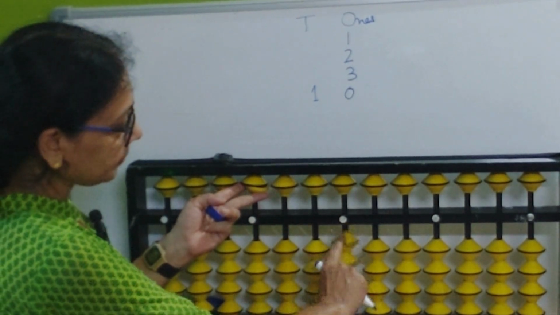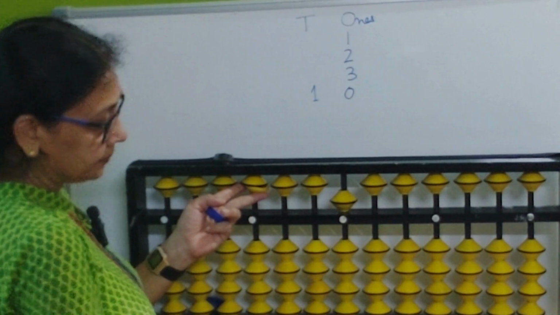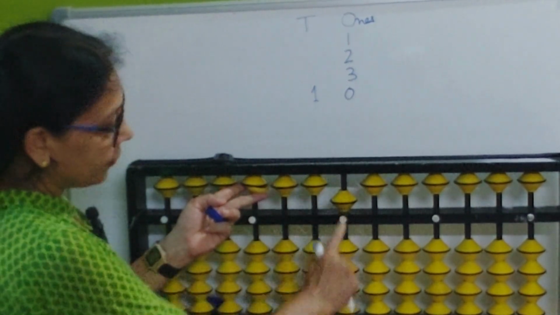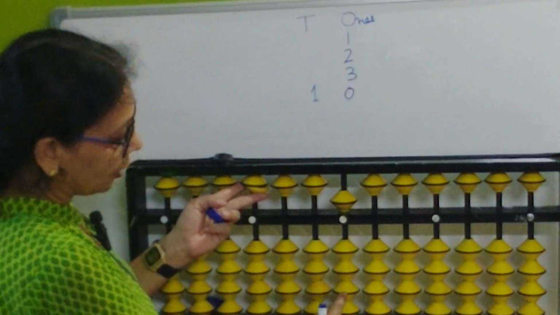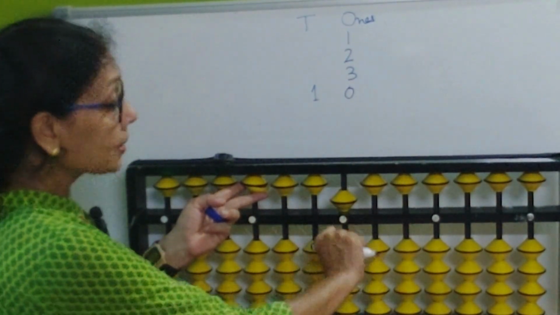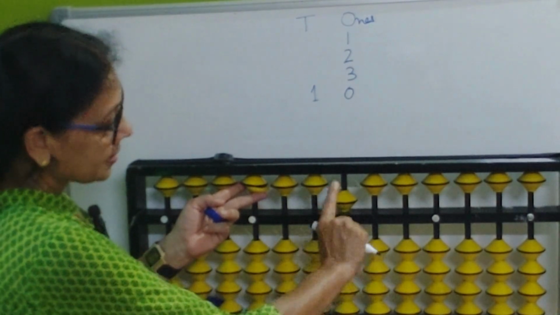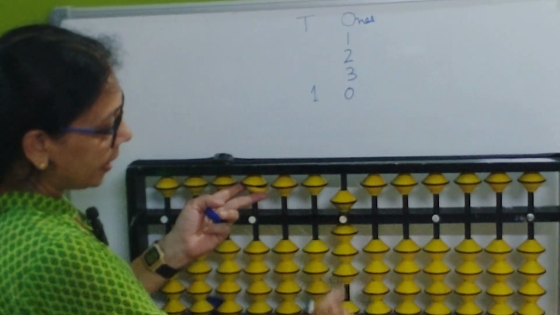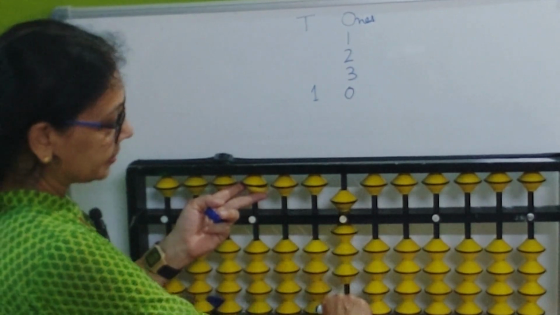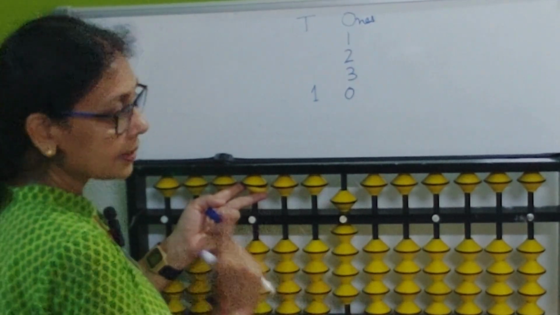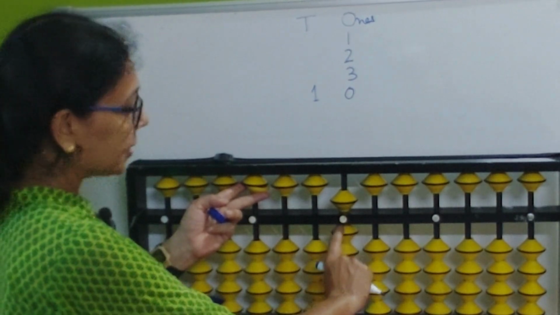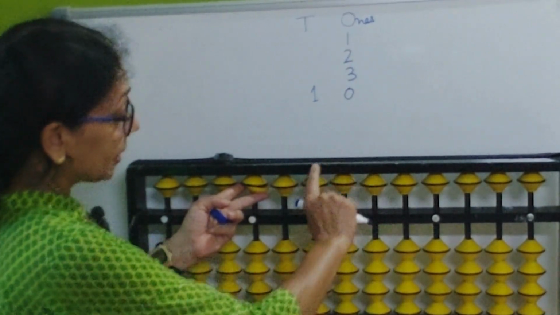Okay. This is 5. Okay. This is the ones rod. 5. Now, 6. 7. 8. 5 plus 3, 8. 5 plus 4, 9. Okay. 9 is done.